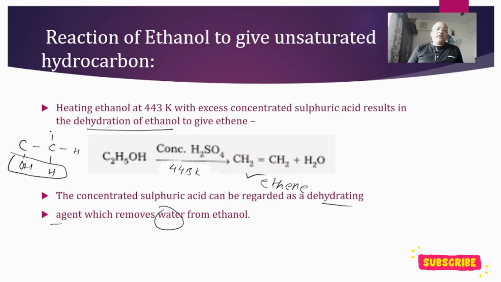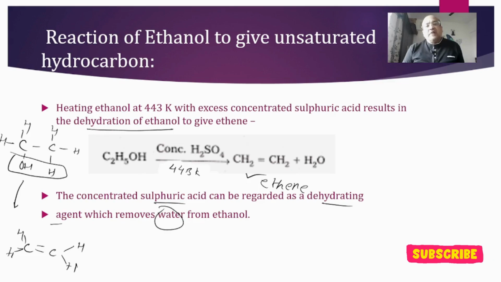If I do the tetravalency here, you see what is happening, right? Now this goes, and if this goes, then what happens? This becomes like this. It is my ethene, right? So this is how the water is removed. And who is removing water? Sulfuric acid is removing water, right? So it is called what? Dehydrating agent. Student, I'm sure you have understood today's topic of ethanol, the properties and reactions of ethanol.